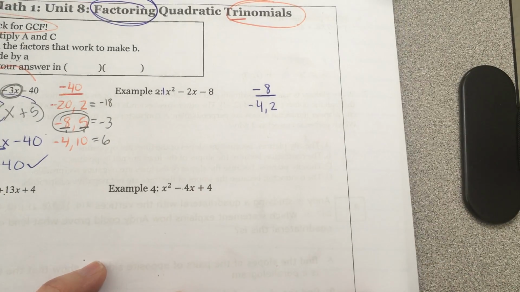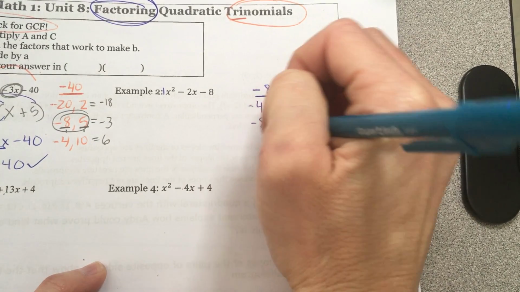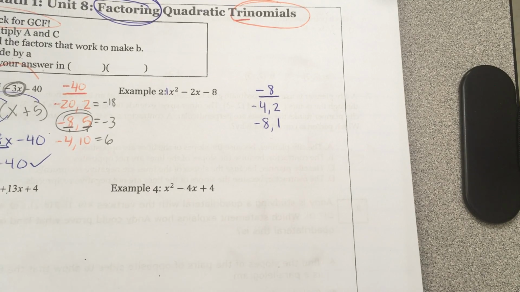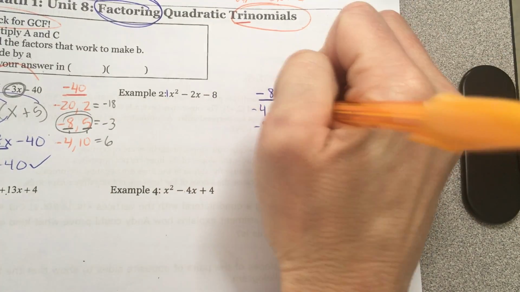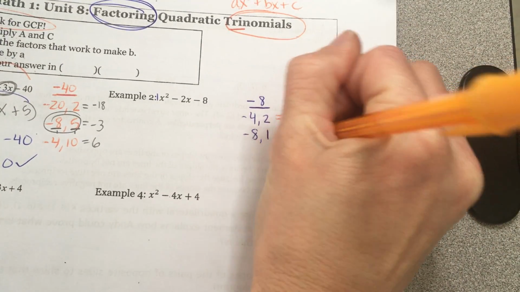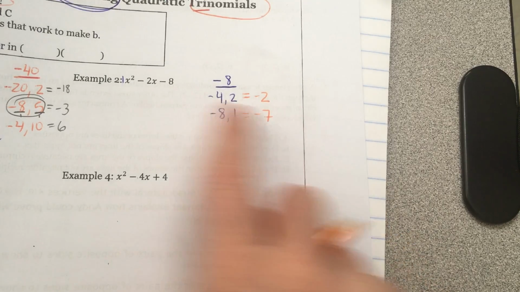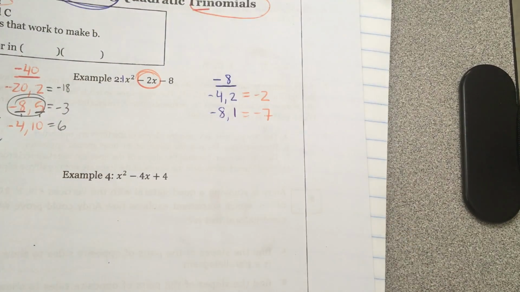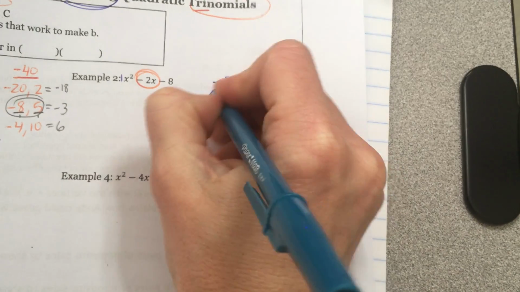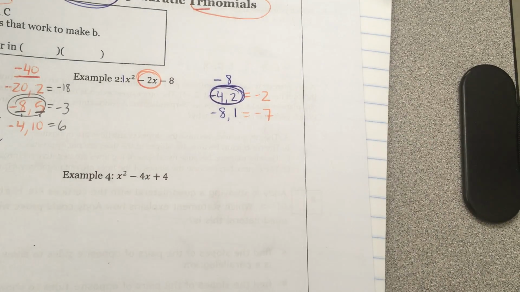Somebody give me another set. Negative 8 and 1. Okay? All right. After you do that, you add them. What's negative 4 plus 2? Negative 2. What's negative 8 plus 1? Negative 7. Okay? I want the set that gives me the number in the middle. Is that the first set or the second set? All right. So this is my magic combination, negative 4 and 2.